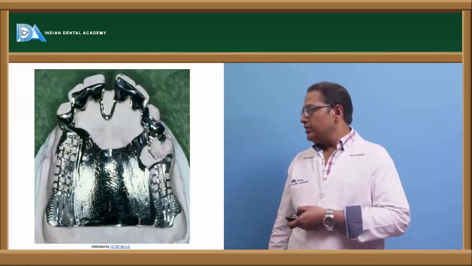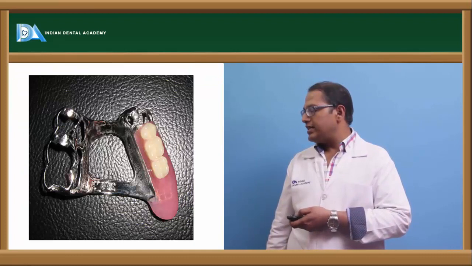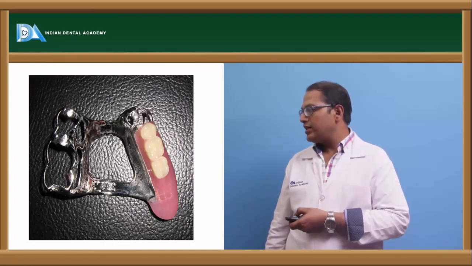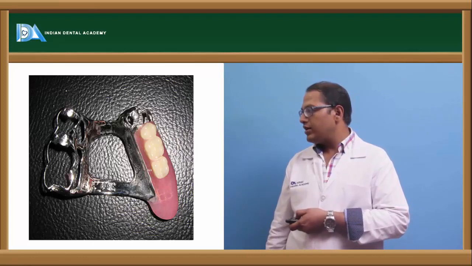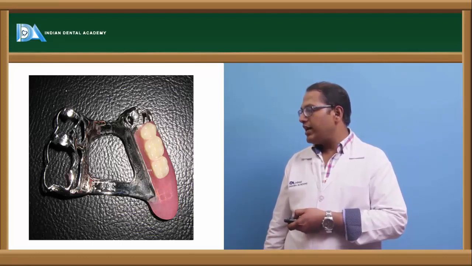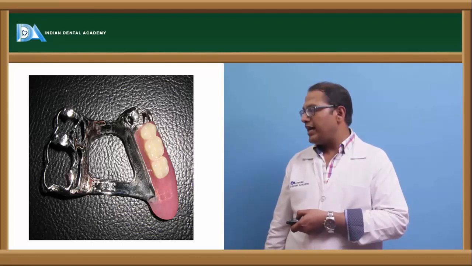See, these are all examples of class 1, and this is class 2. We can see broadly an anterior-posterior palatal strap is given. We can see the number of rests which are there. We can see the direct retainers that are being planned.